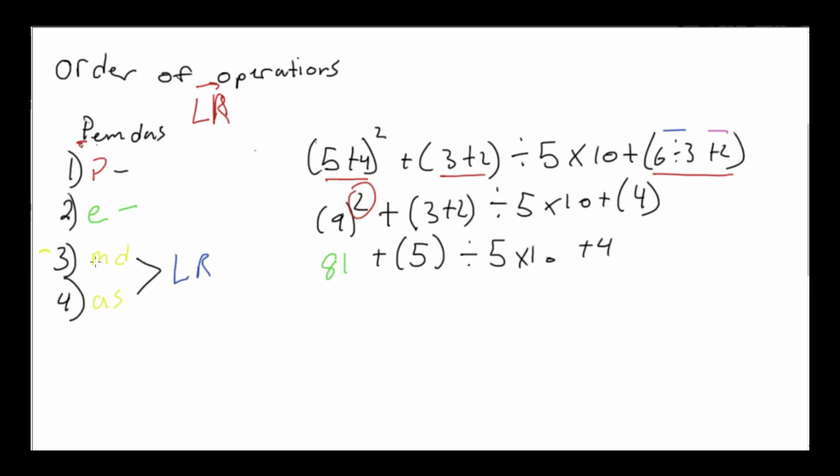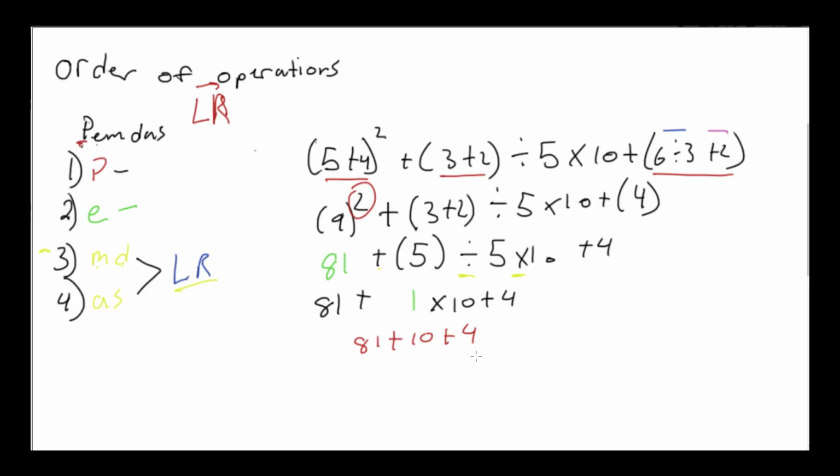Now this is our first multi-step, so we're going to look for multiplication and division going from left to right. So we're going to look at our operators. We have an addition, we have division, and we have division. So we're going to do those in the order of which they appear going from left to right. So we bring down our 81 plus, now we're doing 5 divided by 5, which becomes 1 times 10 plus 4. Now we're going to go back over it. 1 times 10, because that's our next step. Because we have no more division or multiplication, it becomes 81 plus 10 plus 4.